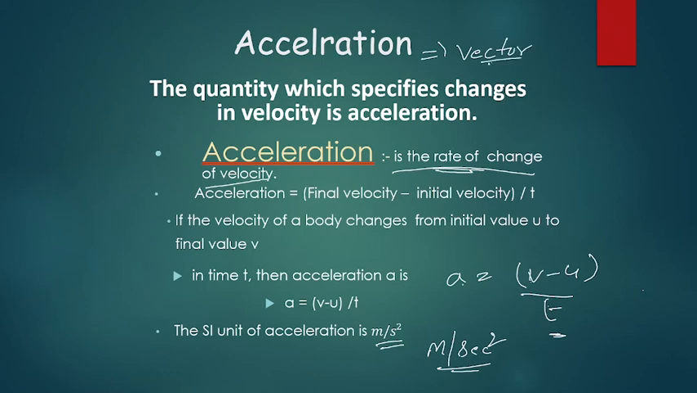Acceleration is a vector quantity. Why is it a vector quantity? Because it has magnitude and it also requires direction.